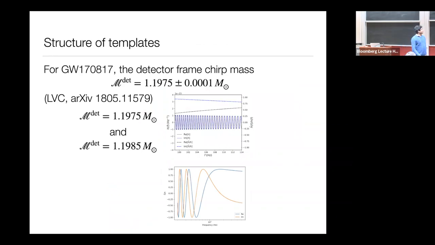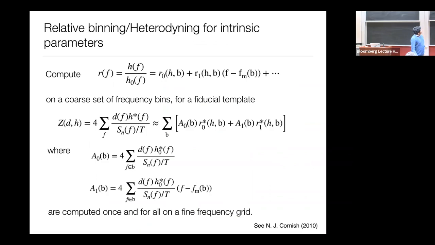I have literally a few minutes left, so let's see. Okay, this is something that we did when I was here, so maybe I can skip it.